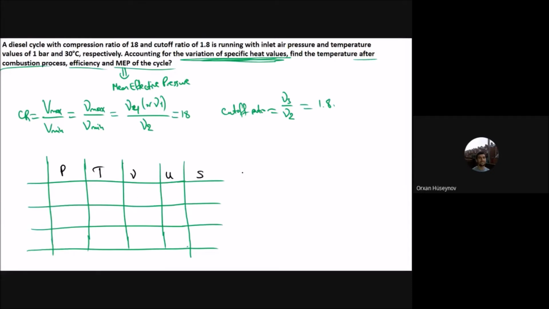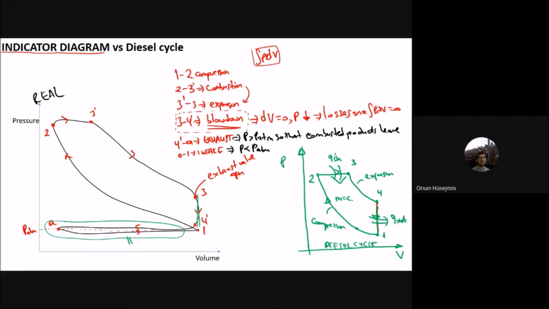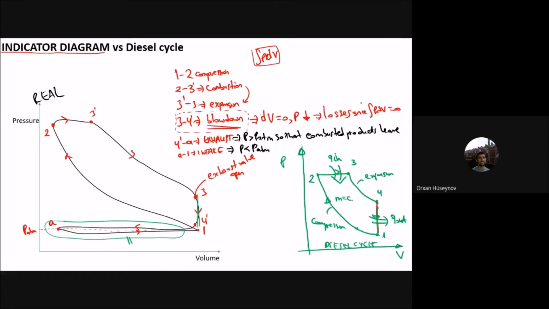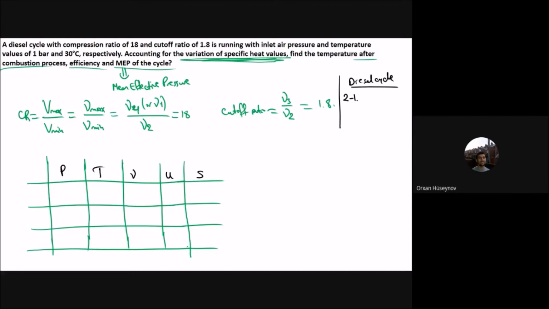Yes, but the difference between the real and the diesel cycle is that, for the diesel cycle, which is the thermodynamic cycle, as I said for the Otto cycle, the expansion and compression processes are frictionless and adiabatic. The processes from 2 to 1 and from 3 to 4 are frictionless plus adiabatic. This is very important for our case.